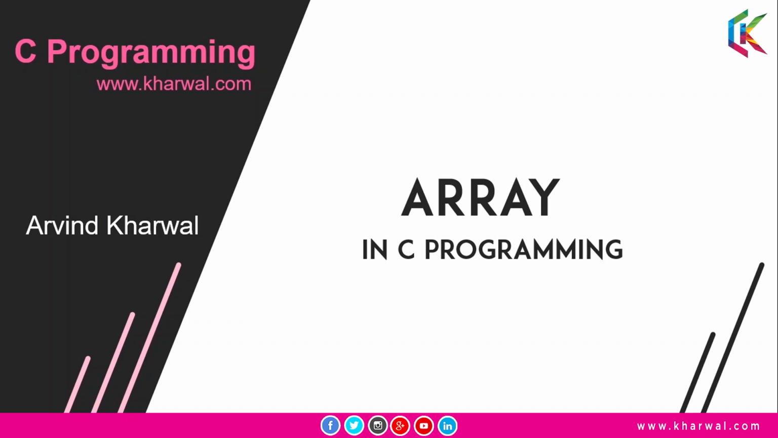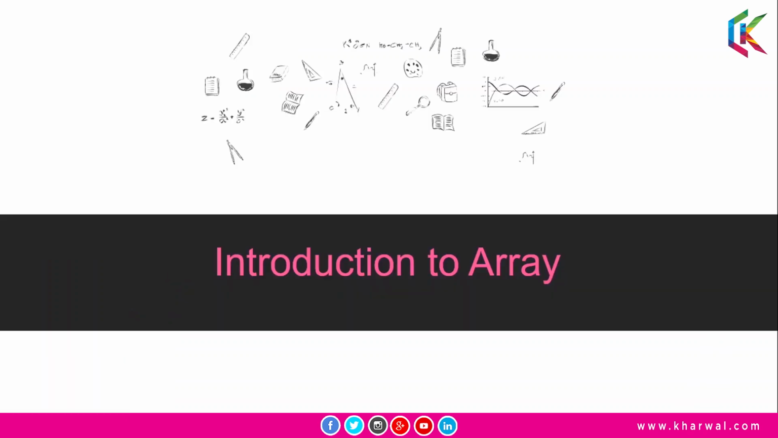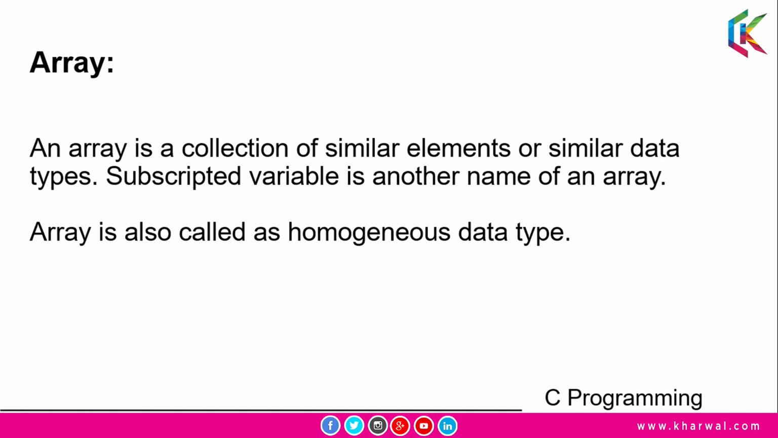So guys, let's go ahead and we'll discuss the introduction to array. So guys, an array is a collection of similar elements or similar data types. Subscripted variable is another name of an array. An array is also known as homogeneous data type. So guys, as we know that an array is a collection of similar elements.